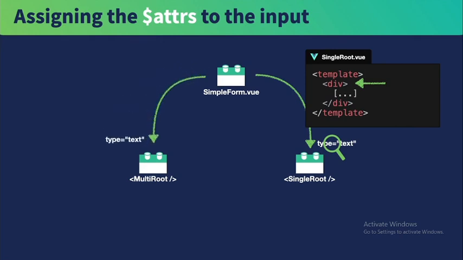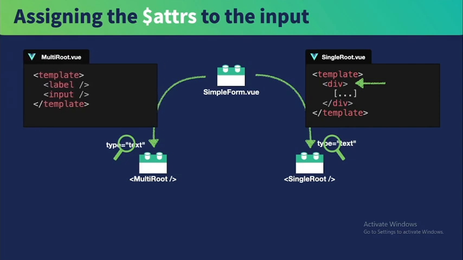In multi-root components, such as our base input, Vue cannot figure out without our help which one of the nodes or fragments it should inject the attribute to. So Vue simply gives up and issues a warning. In the case of our base input component, we want to be able to inject attributes directly into the input, so we have to manually bind the attrs object to it. Let's go ahead and do that now by binding the attrs into our input element.